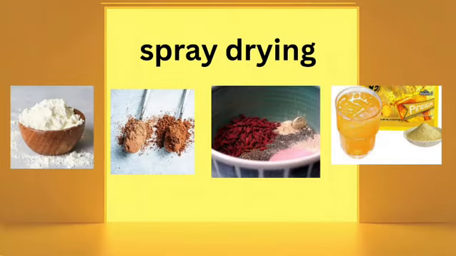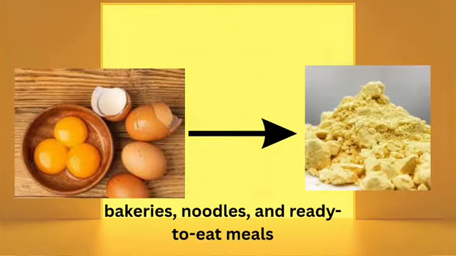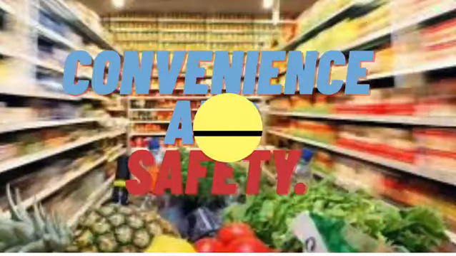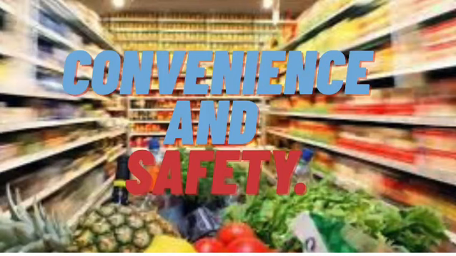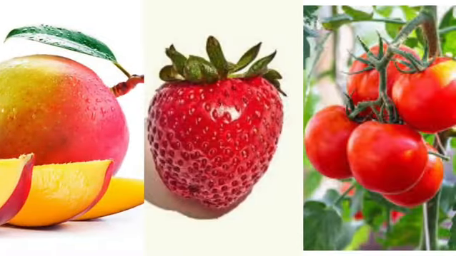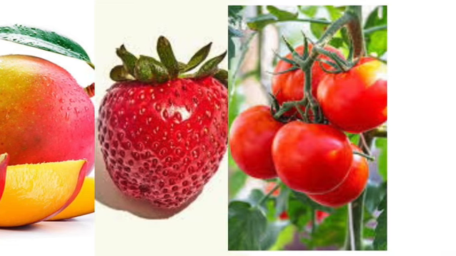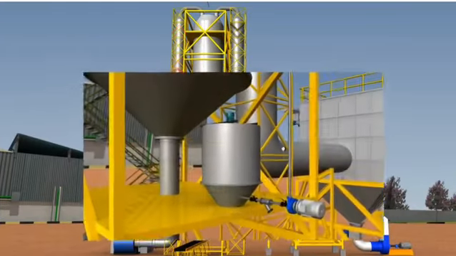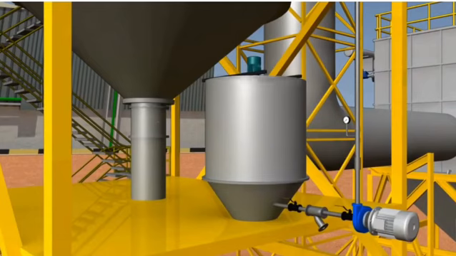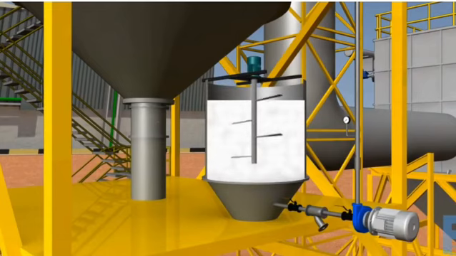Spray drying has numerous applications in everyday life. Milk powder is used in baby food, chocolates, bakery items, and instant drinks. Egg powder is widely used in bakeries, noodles, and ready-to-eat meals, providing convenience and safety. Fruit powders such as mango, strawberry, and tomato are used in drinks, smoothies, flavorings, and nutritional supplements. Spray drying is also applied in pharmaceuticals, stabilizing probiotics, enzymes, and other sensitive ingredients.